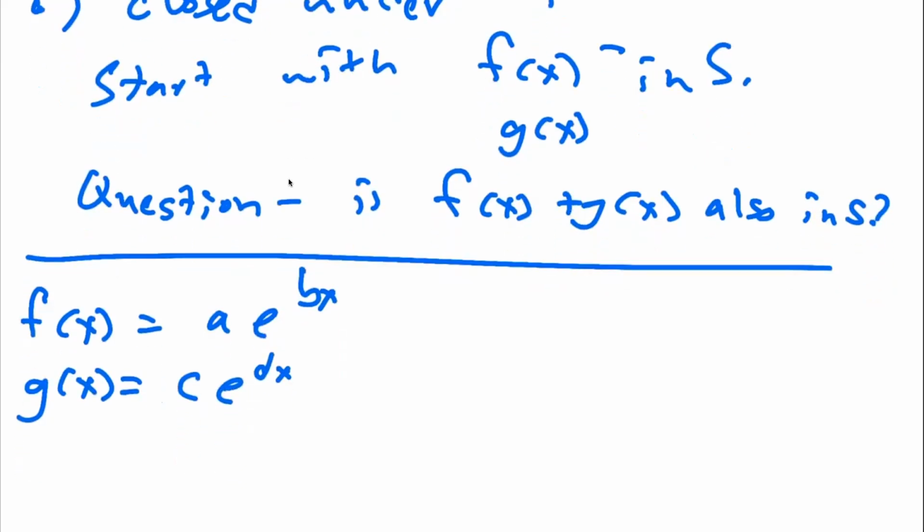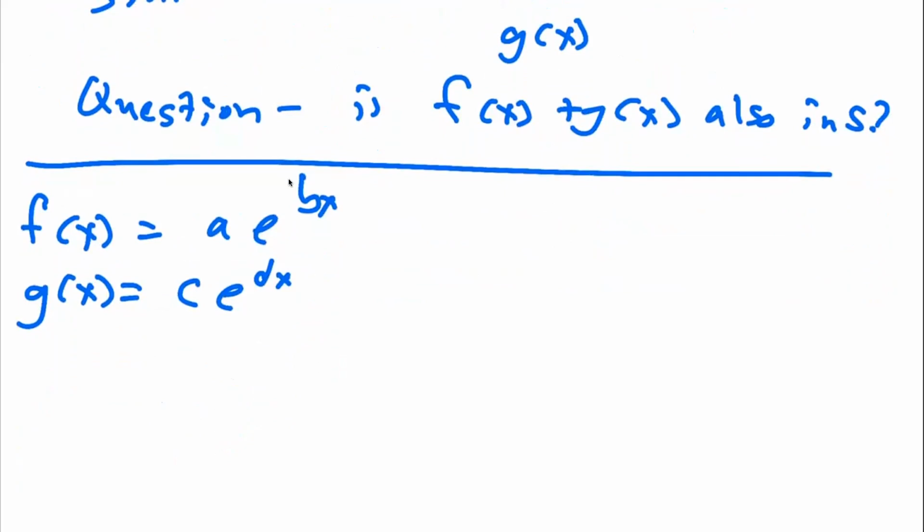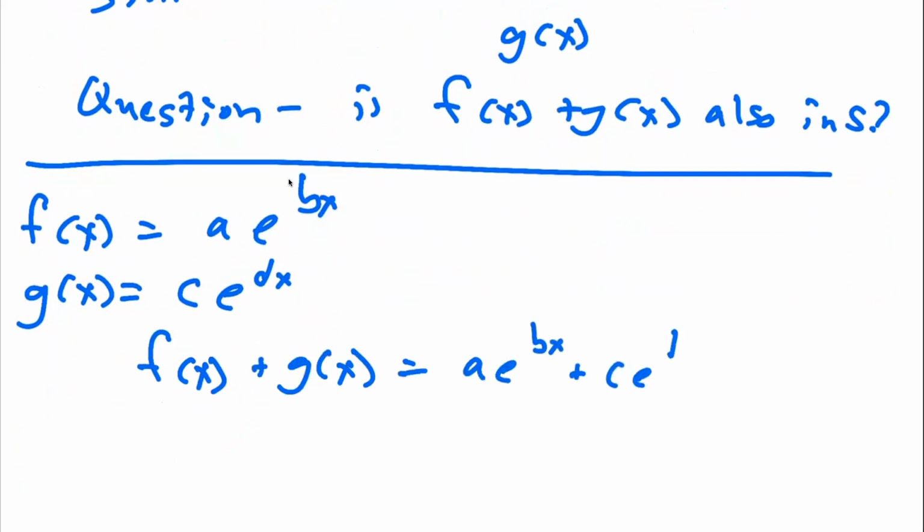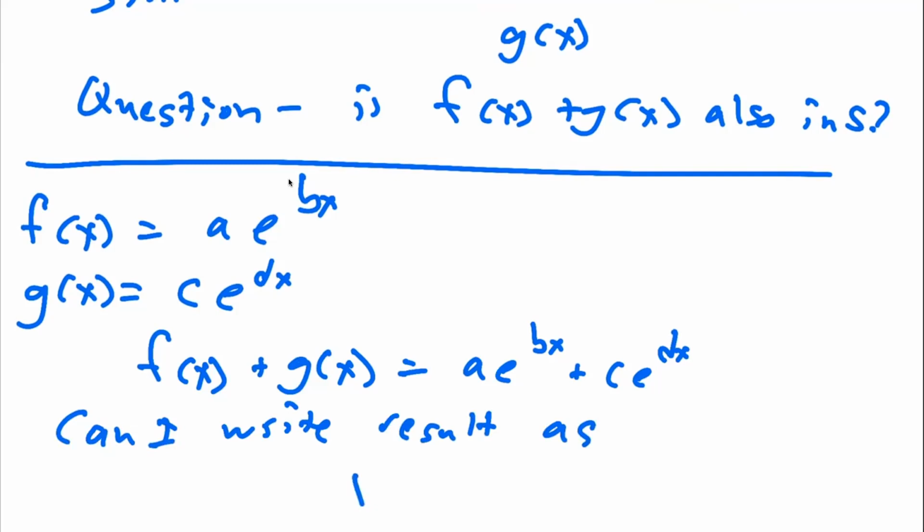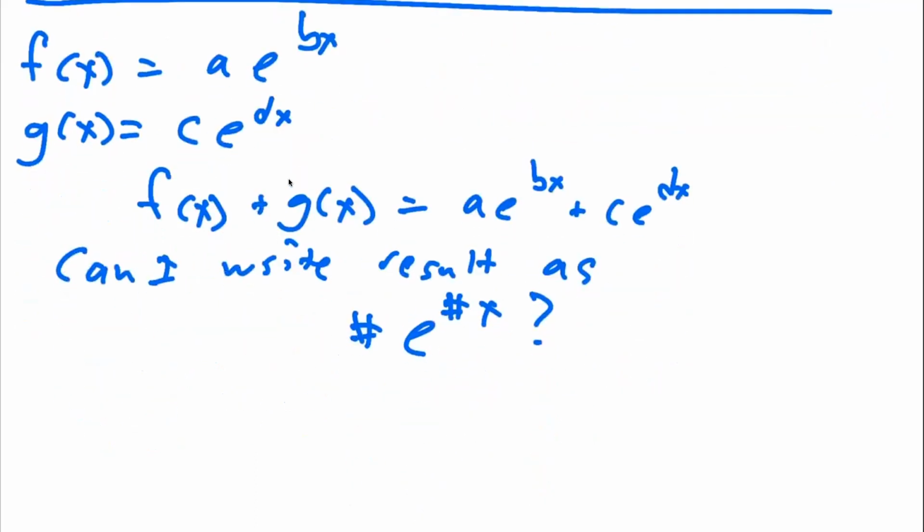So then, if I add those two together, the real question is, can I write the result as something times e to the something x? There's no way to combine those two things. So I'm sort of stuck. Do you know what I mean? That's maybe not a very satisfying answer, but like no.